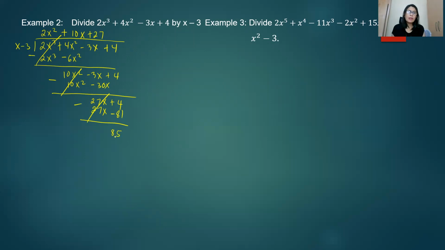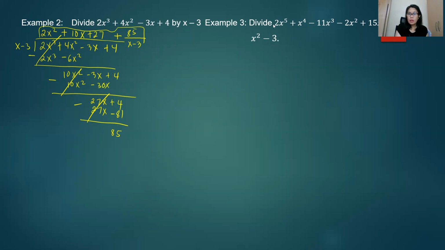Now, guys, we cannot divide 85 by x since the degree of 85 is less than the degree of x. So if that's the case, then 85 will be our remainder, and we represent this by adding the remainder represented by a rational expression, where the remaining expression is the numerator and the denominator will be the divisor. And this must be the answer for number two.